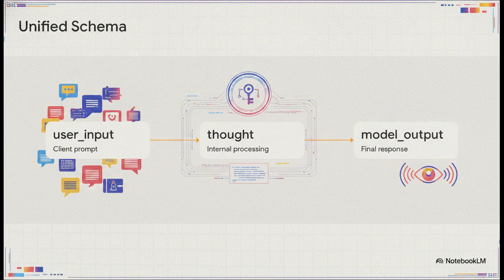You have your user input, then intermediate events like a thought step, and get this, the thought step actually contains a cryptographic signature to verify the integrity of the model's reasoning, before finally reaching the model output. Developers, you finally have your visibility back.